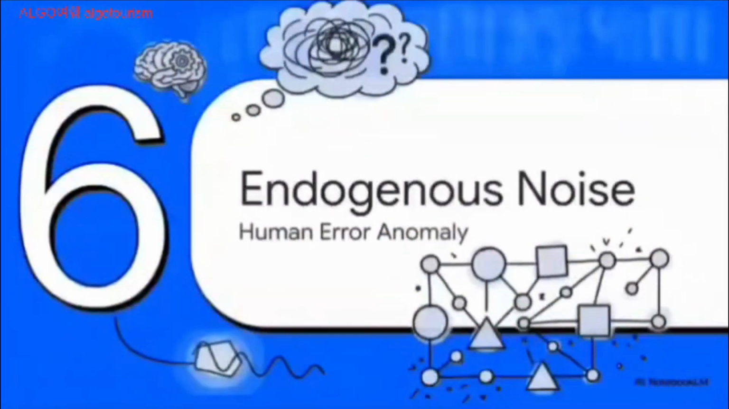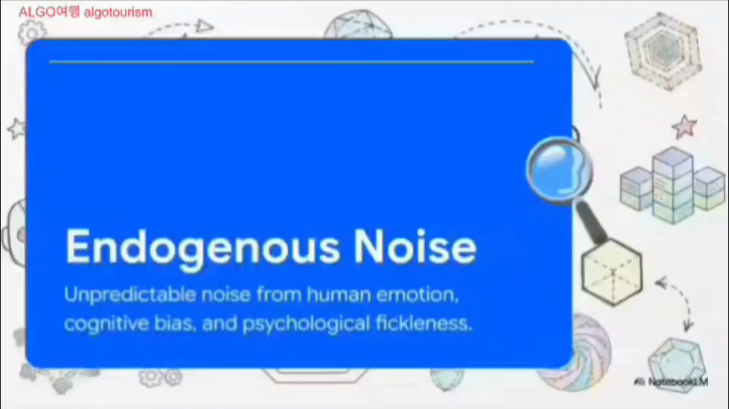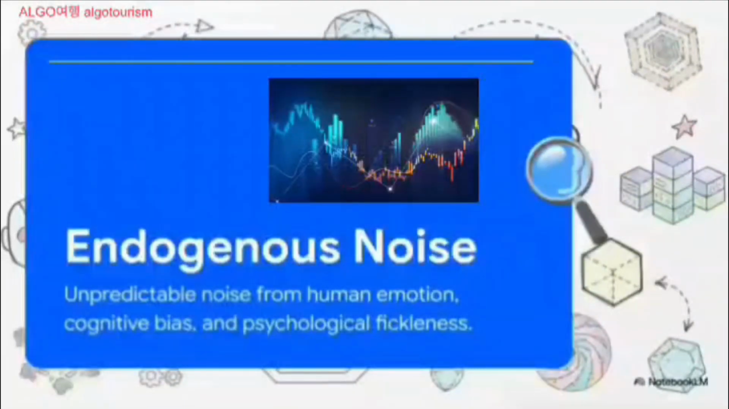Section 6. Human's error. Endogenous noise. So the crucial point is, what sets us apart? It comes down to something called endogenous noise. See, when an engineer programs a drone, they really only have to worry about external noise, like a sudden gust of wind, or internal sensor noise. The machine's objective function is pure, it's unwavering.